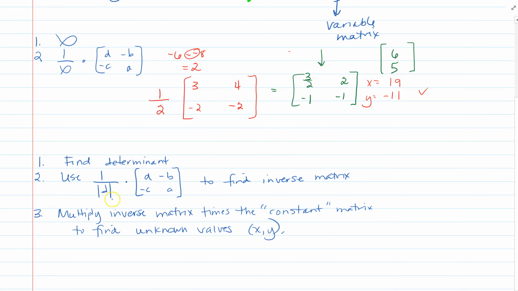Step 2, use 1 over the determinant times the little scramble here to find the inverse matrix. Multiply the inverse matrix times the constant matrix, like we did here, to find the unknown values. You need to add this to your notes.